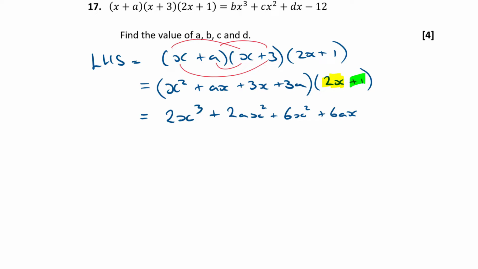I'm now going to multiply through everything by 1. So 1 times x squared is, what's that going to be then? That's going to be x squared.